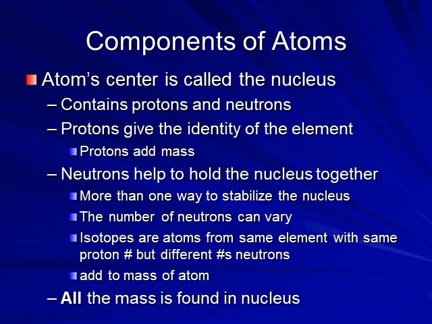Neutrons also add mass to an atom. All of the mass of the atom is found in the nucleus. The protons are so small that we don't count them for mass. We count them for other things, but not for mass. So you add the protons and the neutrons together, and that's the mass found in the nucleus.